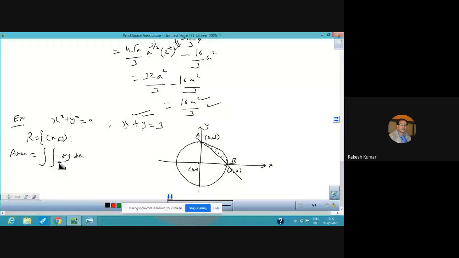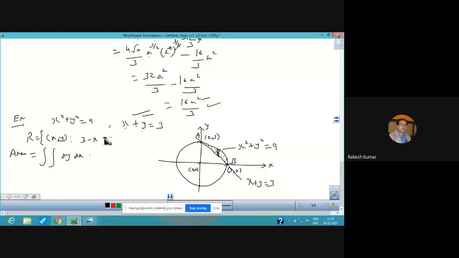And for the limits of y, we require a vertical stripe. So this is the vertical stripe. At this point, the value of y, this is the line x plus y is equal to 3, and this is the circle x square plus y square is equal to 9. So at this point, the value of y will be 3 minus x.